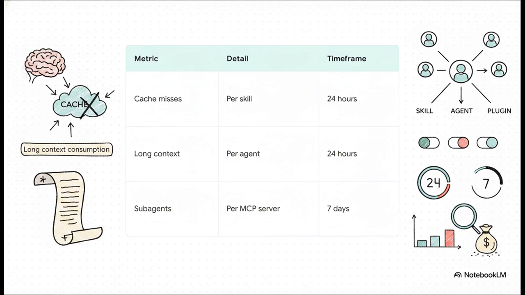You can filter all of this per skill, per agent, per plugin, and even per MCP server. Plus, you can easily toggle between a tight 24-hour window or a broader 7-day view. So what does this all mean? It means if you've got an MCP server that's quietly being super inefficient, or maybe a specific skill that's just bypassing the cache entirely, you finally have the hard data to know exactly why your credits are draining. And you can actually optimize accordingly.